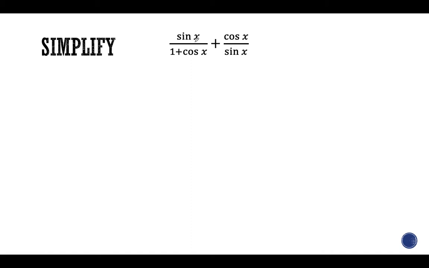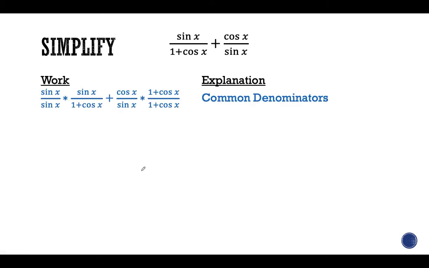So again, you take that first thought: it might be smart for us here, just like the last problem, to get common denominators. Now, common denominators here are a little bit different. My common denominator as a whole is simply going to be 1 plus cosine of x times the sine of x. So this fraction, I need to multiply top and bottom by sine of x. This fraction, I need to multiply top and bottom by 1 plus cosine x. So let's go ahead and do that.